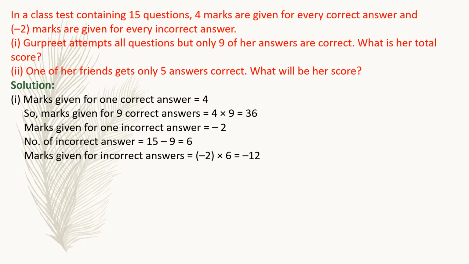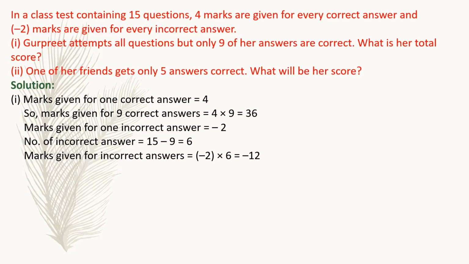One of her friends gets only 5 answers correct, what will be her score? So in this case, we will keep 3 things in our mind. First, we must know the total number of questions. Second, marks given for correct answers. And third, marks given for incorrect answers.